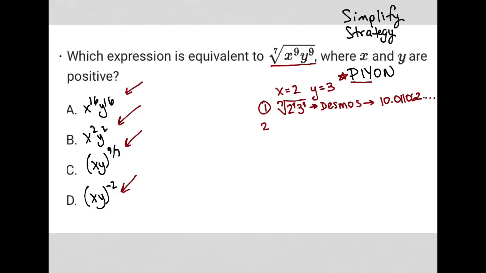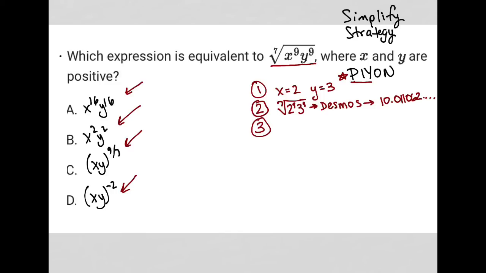Step 2 is to, actually, I take that back. I'm going too fast. Step 1 is to make up the numbers, right? I try to stay small. Step 2 is to plug those numbers into the question. Step 3, our third step, is to plug those numbers into our answer choices and find the match.